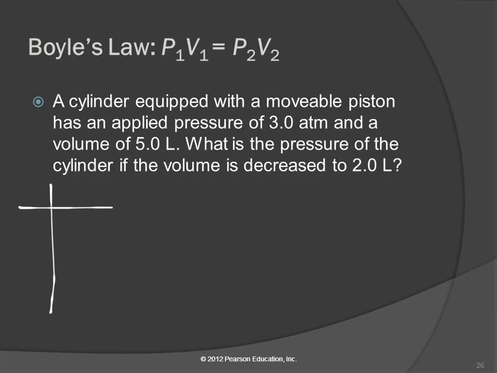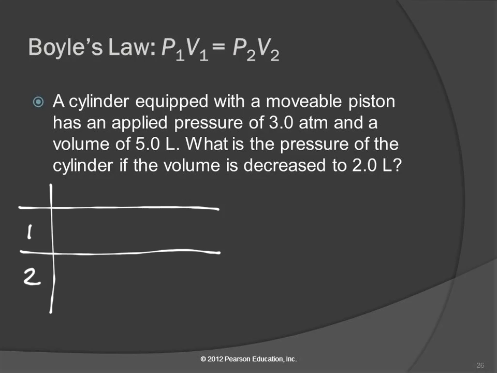We have 2 sets of conditions here. We have the first and the second, so we'll just call them 1 and 2. We'll set this up and then we'll read the question again and pick out the numbers. So we read through and we see pressure of 3 atmospheres. That's a number, let's write it down.